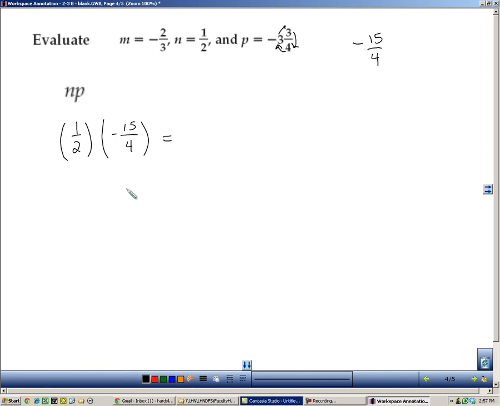No cross canceling happens here. Positive and negative means the answer will be negative. 1 times 15 is 15. 2 times 4 is 8. So negative 15/8.